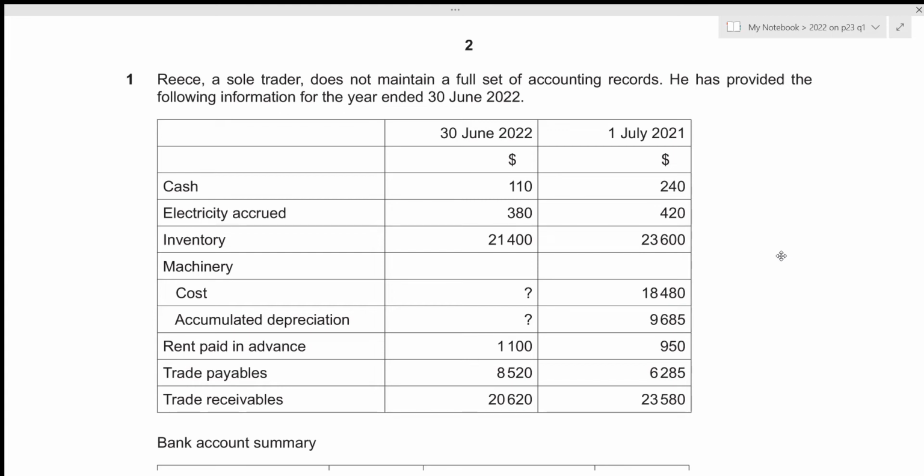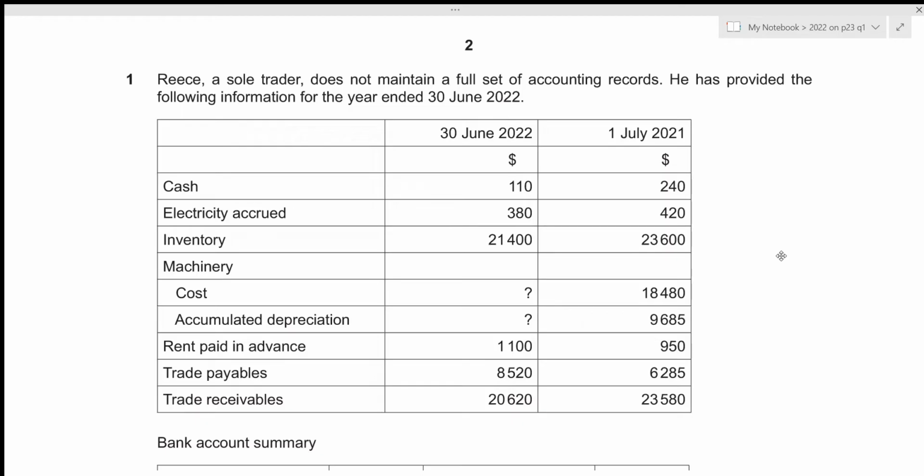Hi everyone, in this video we'll be going over A-Level Accounting 2022 October-November Paper 2-3 question number 1. This is a structured paper 2 which consists of 4 questions. 2 of them are of 30 marks and 2 of them are of 15 marks, and we are given a total time limit of 1 hour and 30 minutes.